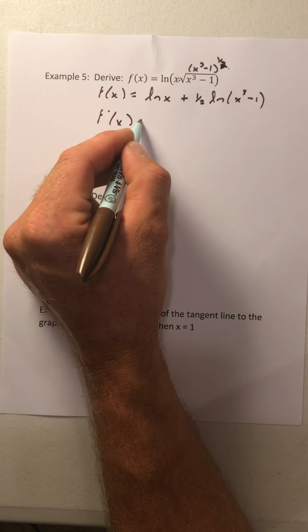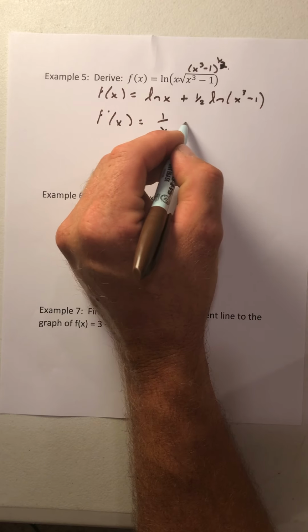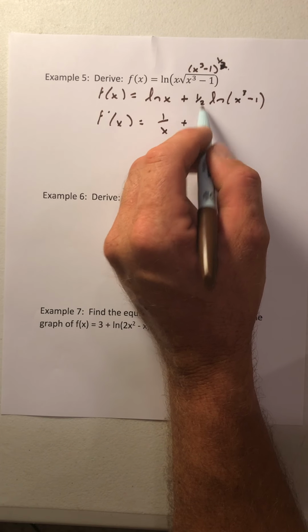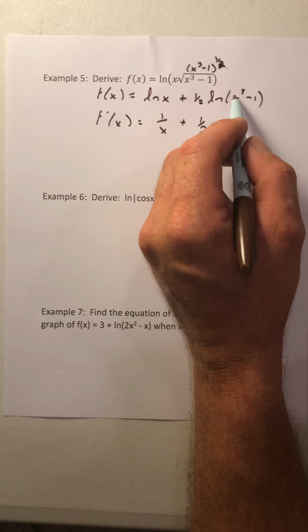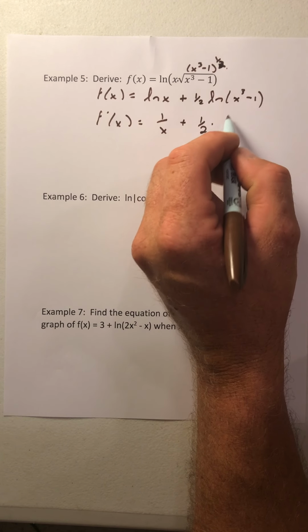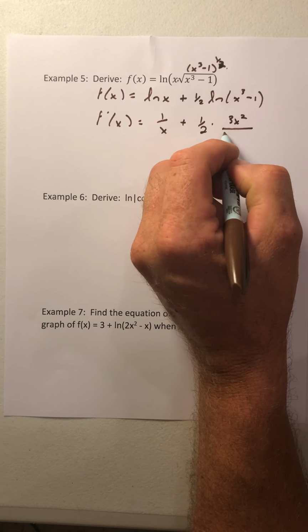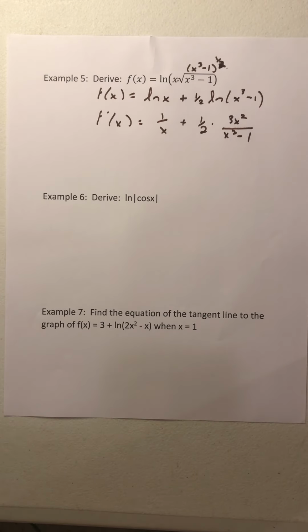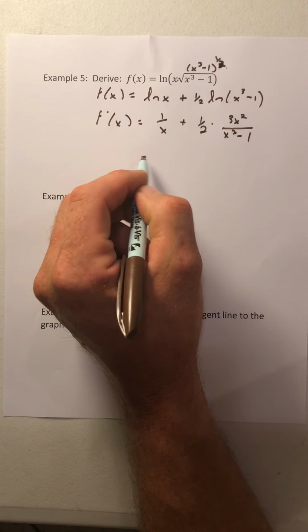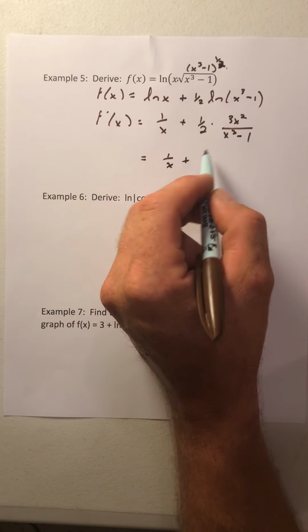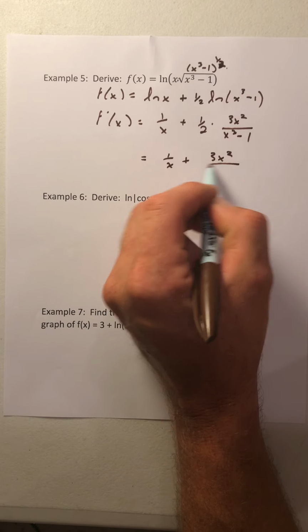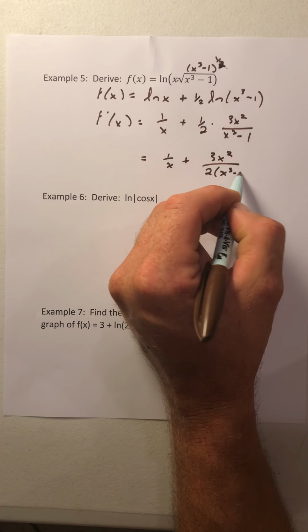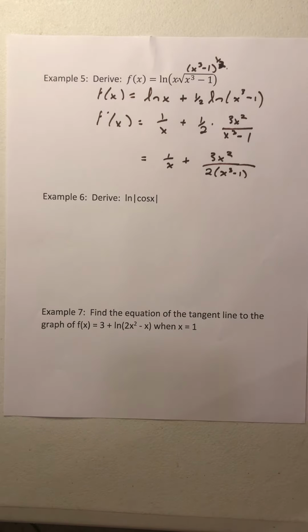So we can go into our derivative. Derivative of natural log of x is 1 over x. Here we're going to take 1/2 and multiply it by the derivative of x to the third minus 1, which is 3x squared over x to the third minus 1. Again, we could find a common denominator. We could do a lot of different things. Personally, I would just go ahead and leave it. We'll probably see it as 1 over x plus 3x squared over 2 times x to the third minus 1. But realize that we could have you find a common denominator if it's multiple choice.